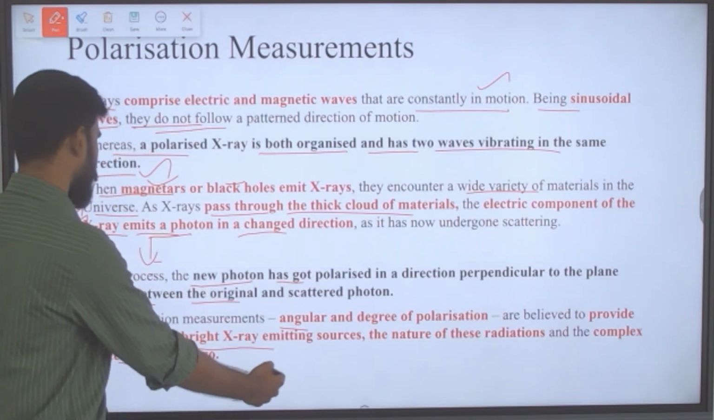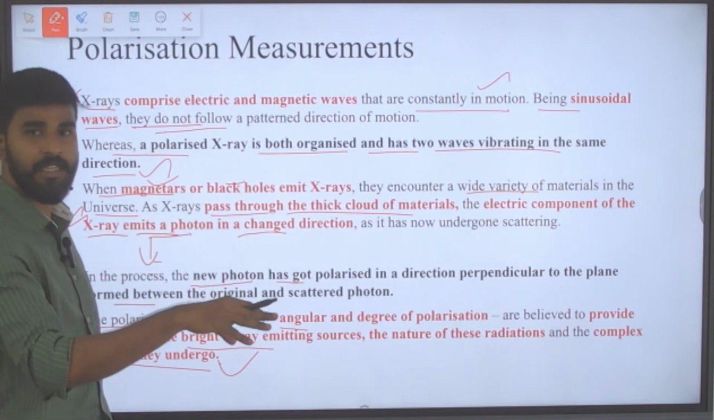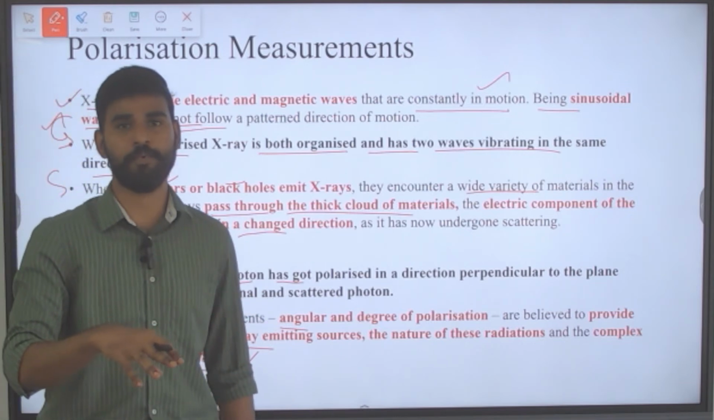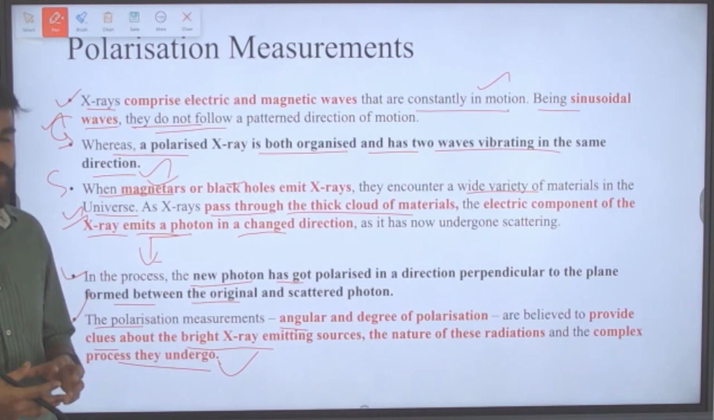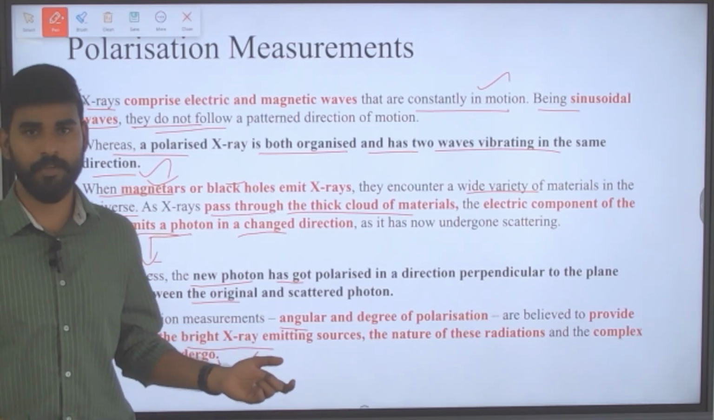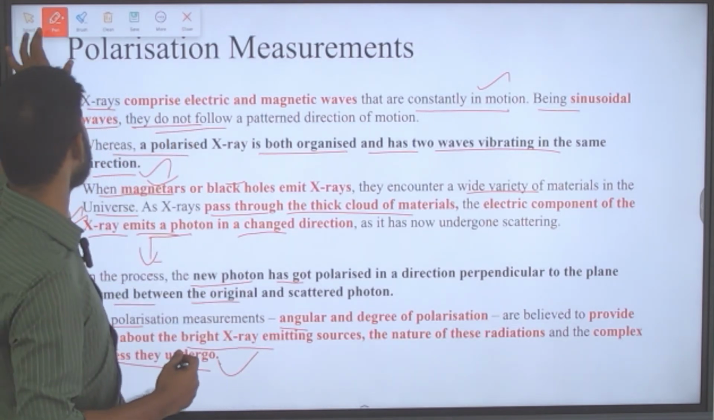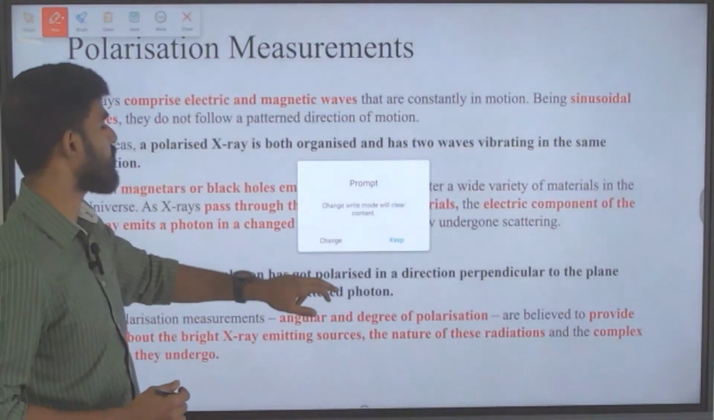Moreover, the complex process they undergo during the process, I mean the hindrances that they have undergone during the process. All these can be understood by measuring the polarization of X-ray. So this is what we need to understand from this X-ray polarization satellite, XPoSat.